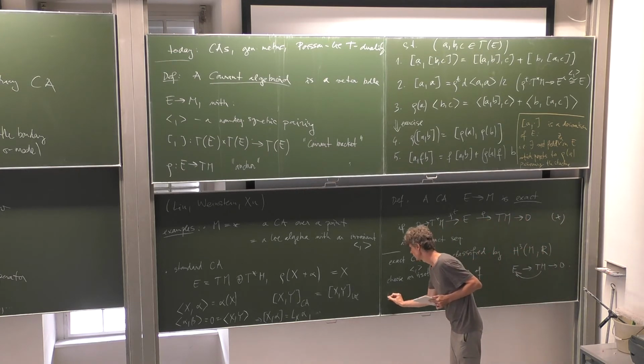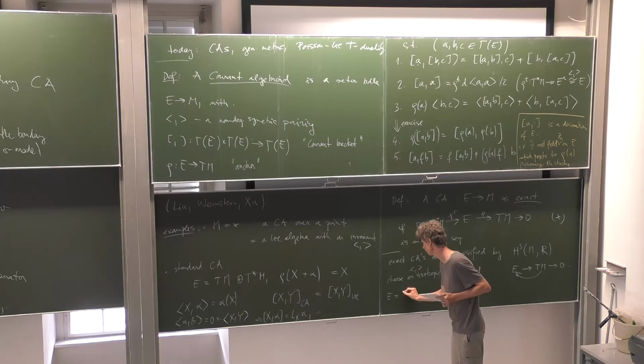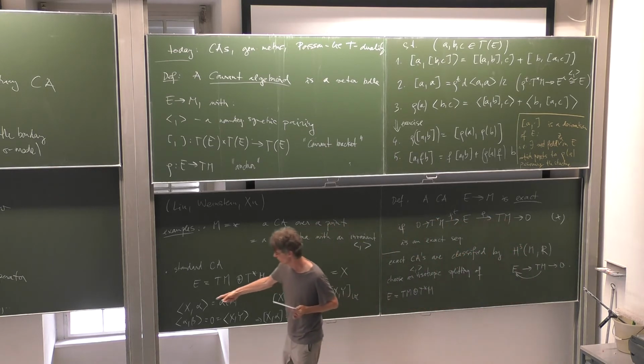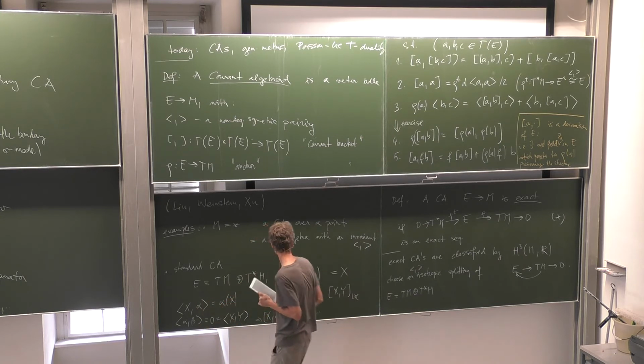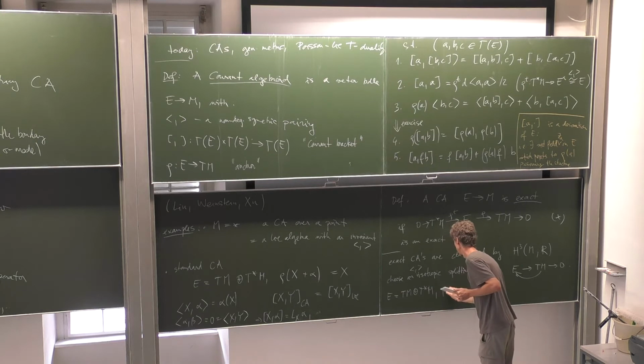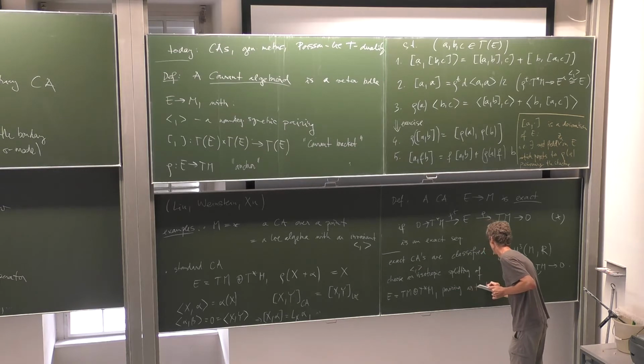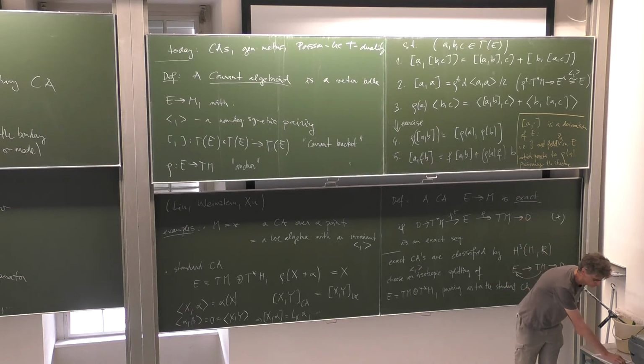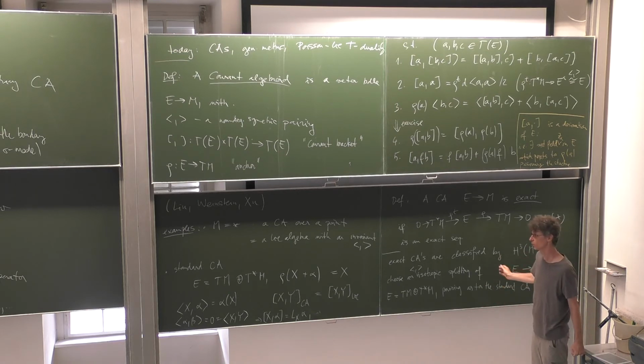So what do we get then? By choosing the splitting, we now have that E is TM plus T star M. And because we chose that splitting to be isotropic, we will have these same equations for the pairing. So the pairing is the same as for the standard one, but then there is a little bit of some choice somewhere.